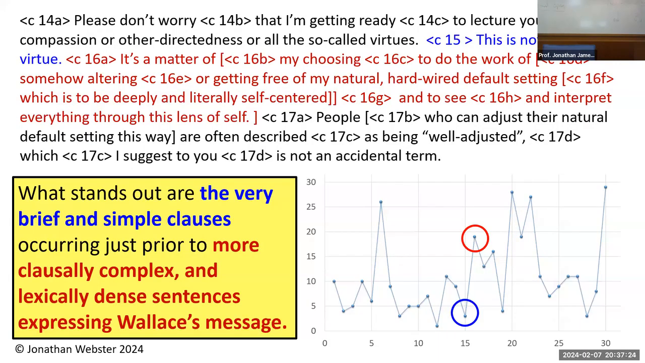Okay, again, we're looking for what stands out. We're looking for that de-automatization, all right? Now, what stands out are the briefly simple clauses. This is not a matter of virtue. And you can see that here, just prior to very complex clauses, very lexically dense, which in fact express his main message.